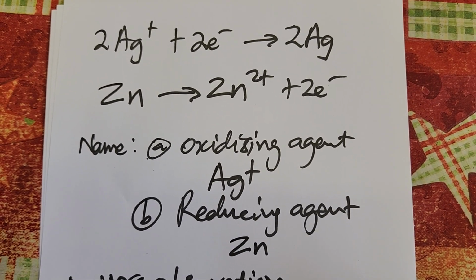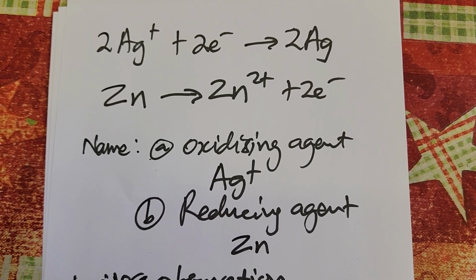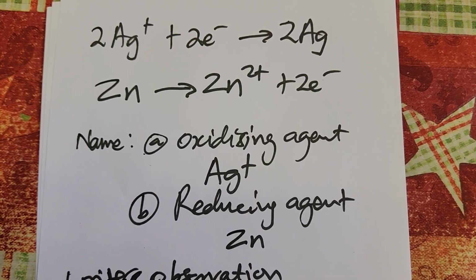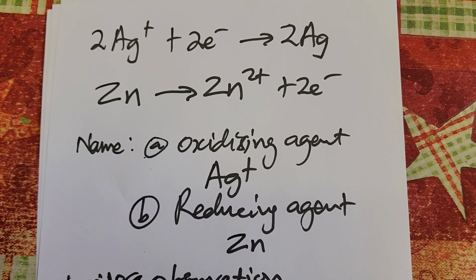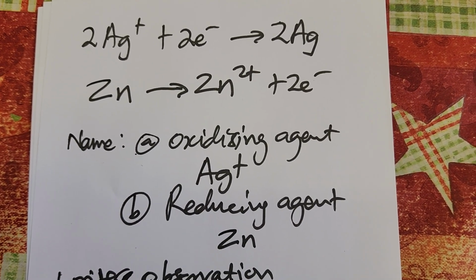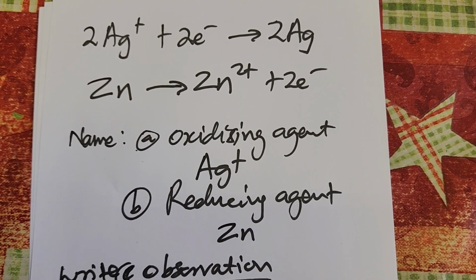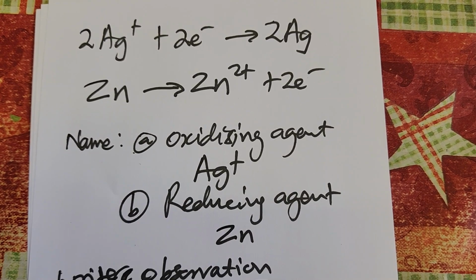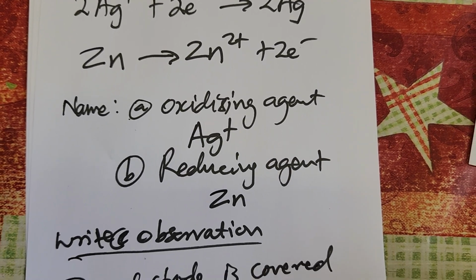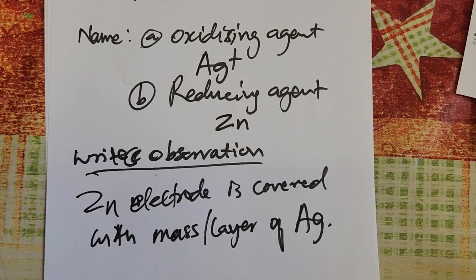In this case, when this is happening, we know that the zinc metal will be covered with a layer of silver. The zinc electrode, or zinc bar, is layered with a mass or layer of silver, Ag. That is what is going to be seen when the reaction is taking place.